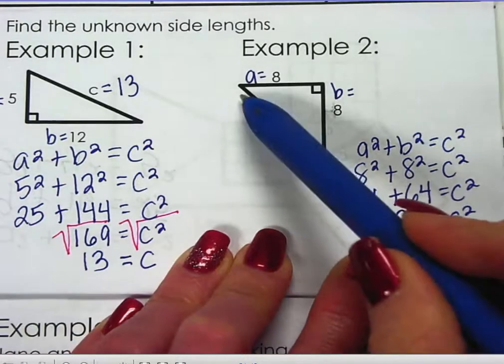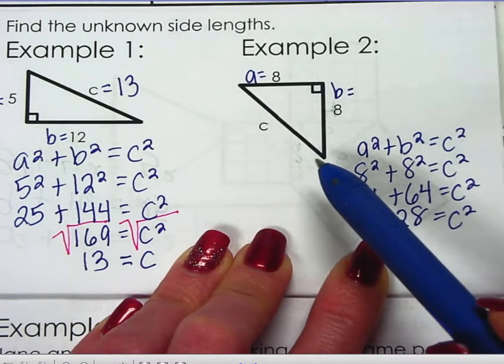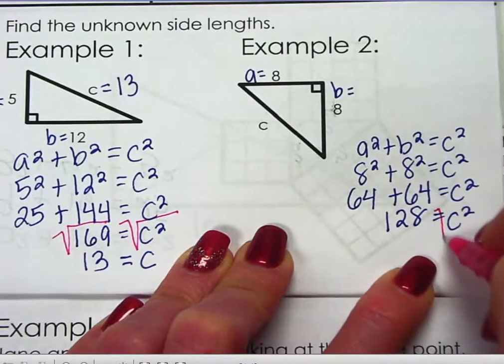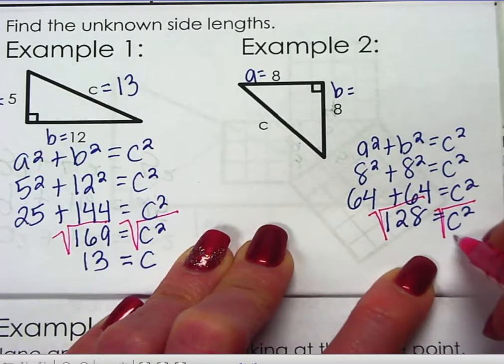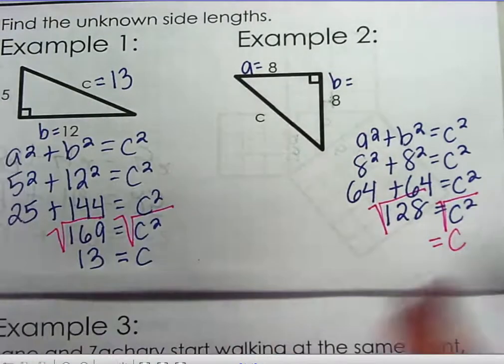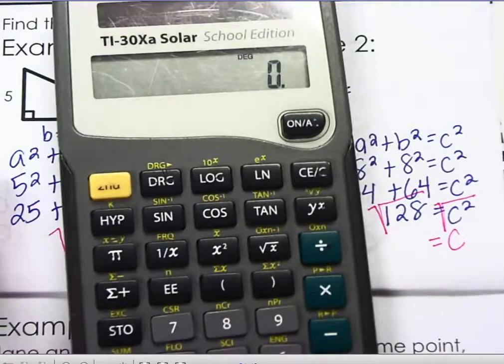Again, this side length is not 128. That's way too long. We need to instead find the square root of both sides to solve the equation. For this one, it's not a perfect square, so I'm going to use my calculator.